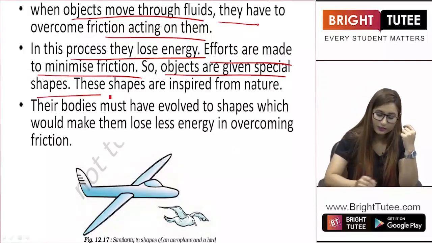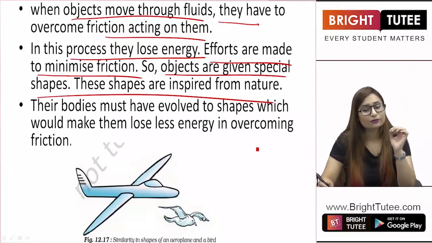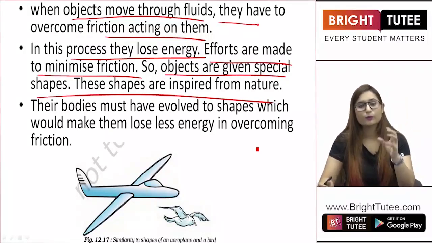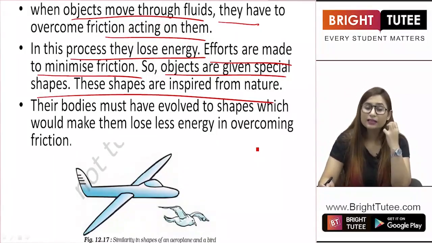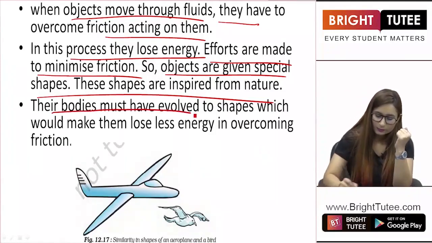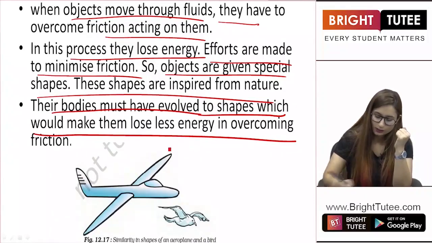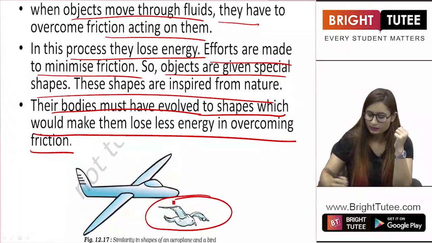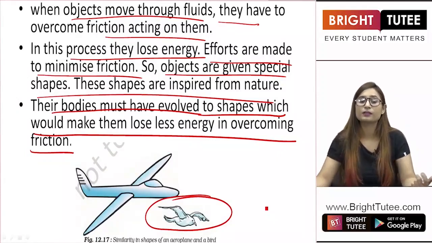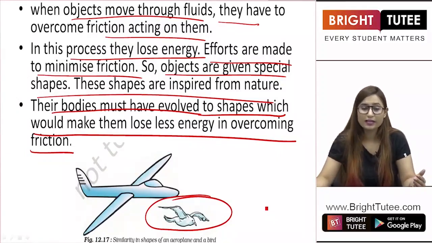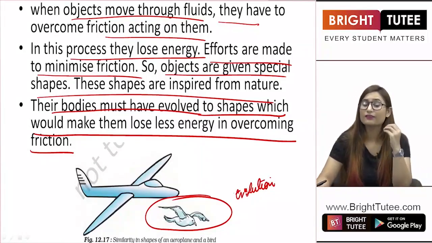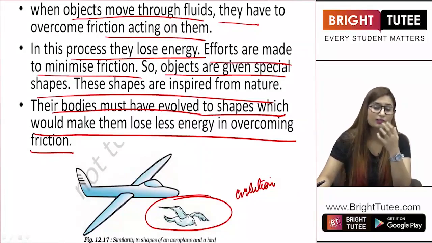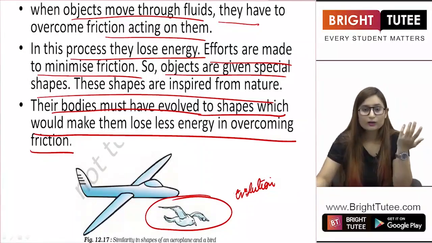So objects are given special shapes. These shapes are inspired from nature. As I told you, we provide specific shapes to our equipment so that we can obtain great efficiency from them. Their bodies must have evolved to shapes which would make them lose less energy in overcoming friction. Natural birds and other creatures have some specific shapes. They are able to fly through the air because they have those shapes, and this is because of evolution over a longer time, that they have evolved into creatures with different kinds of shapes which can cut through the air or water so that they can fly or move very easily.